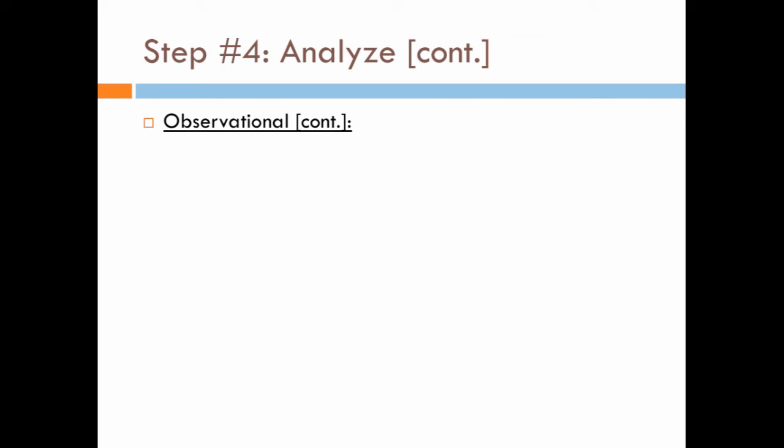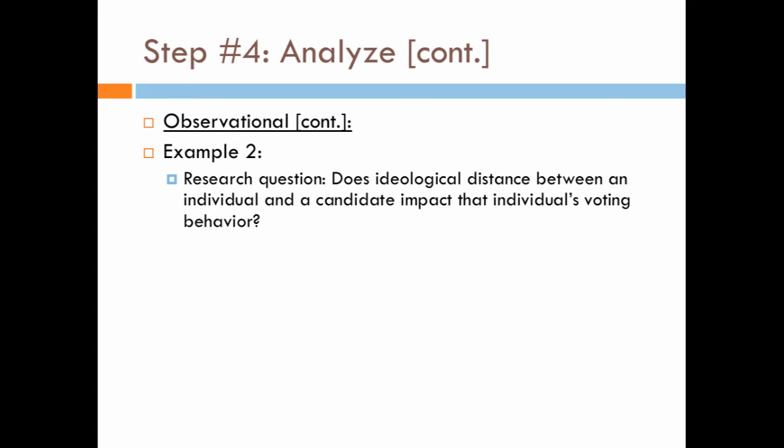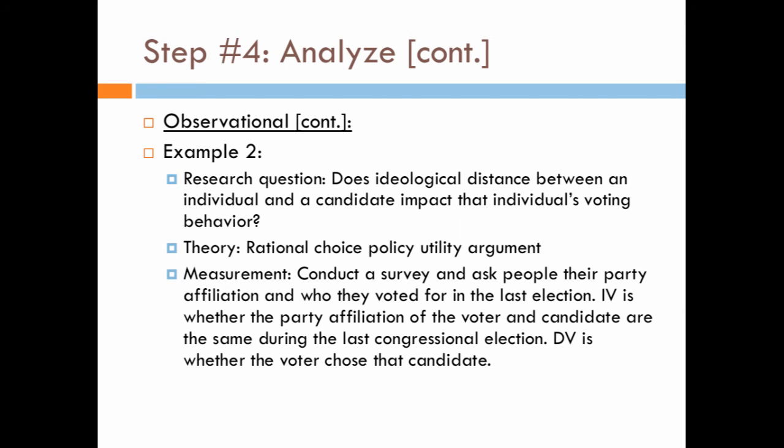Returning to our earlier example, our research question wondered if ideological distance between an individual and a candidate impacts an individual's voting behavior. We'll use our theory of rational choice policy utility argument to generate a hypothesis and then measure it by conducting a survey to ask people their party affiliation and who they voted for in the last election. Remember that the IV is whether the party affiliation of the voter and the candidate match, if they're the same, during the last congressional election. The dependent variable is whether the voter chose that candidate.